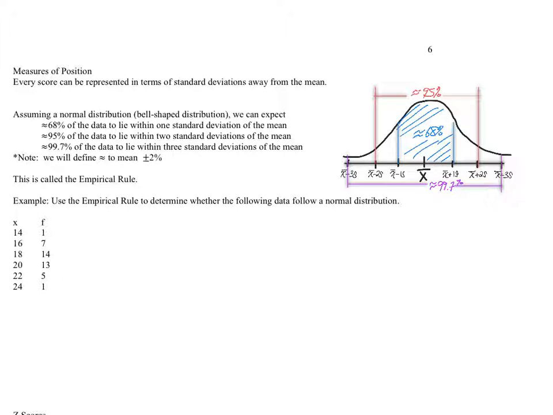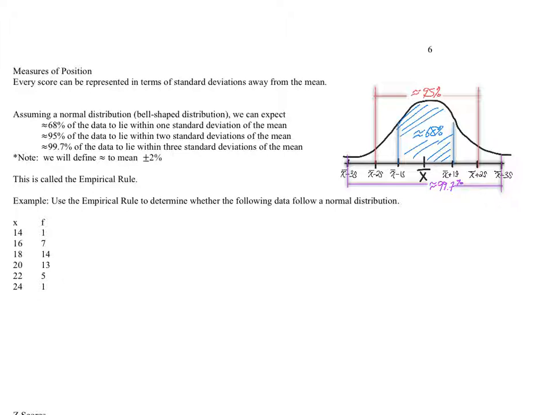So the bottom line is, once you go out 3 standard deviations away from the mean, you've captured pretty much everything. So it's a question of, do I want to keep going out? Do I want to keep expanding my interval? Probably not, because I'm not going to capture much more data.